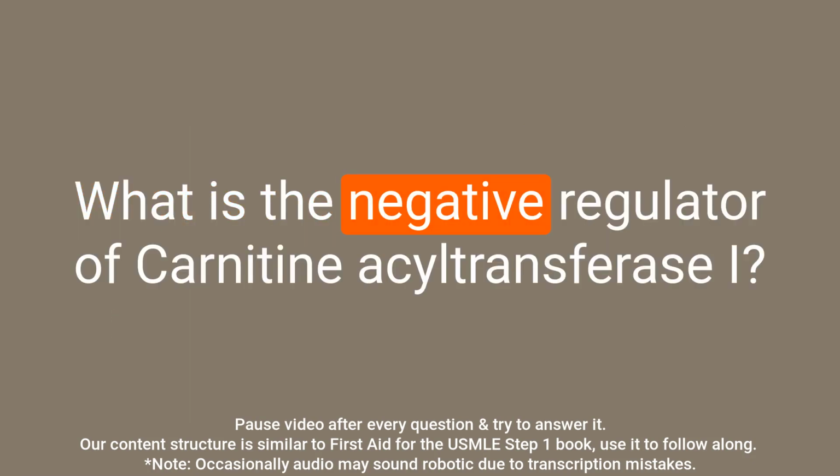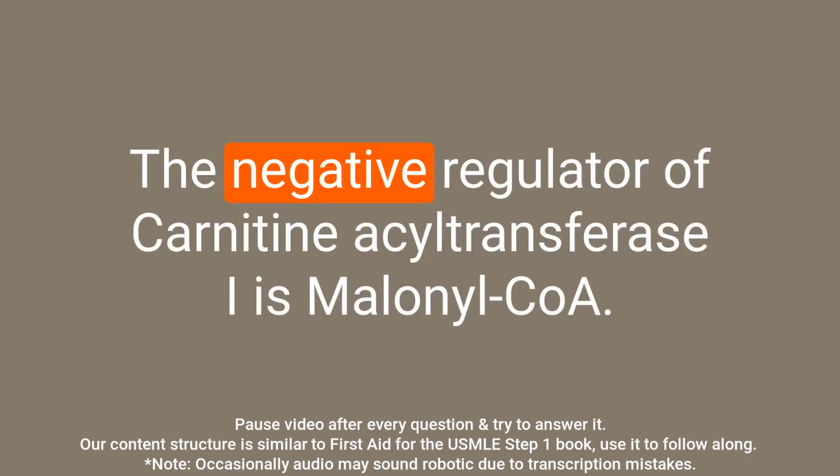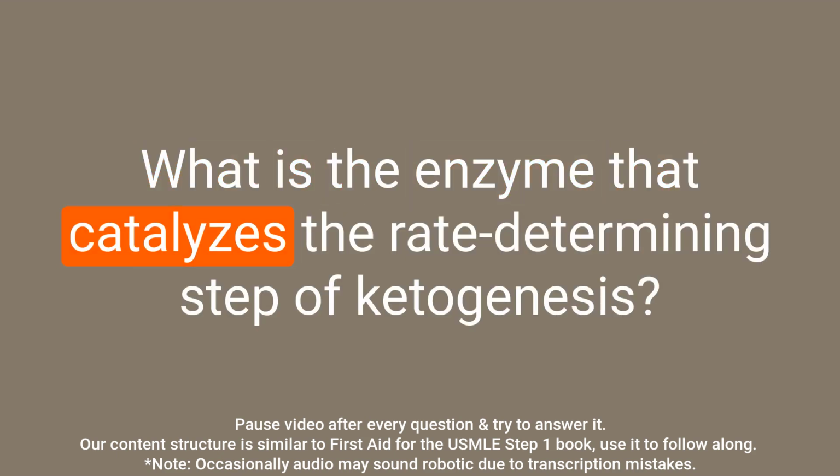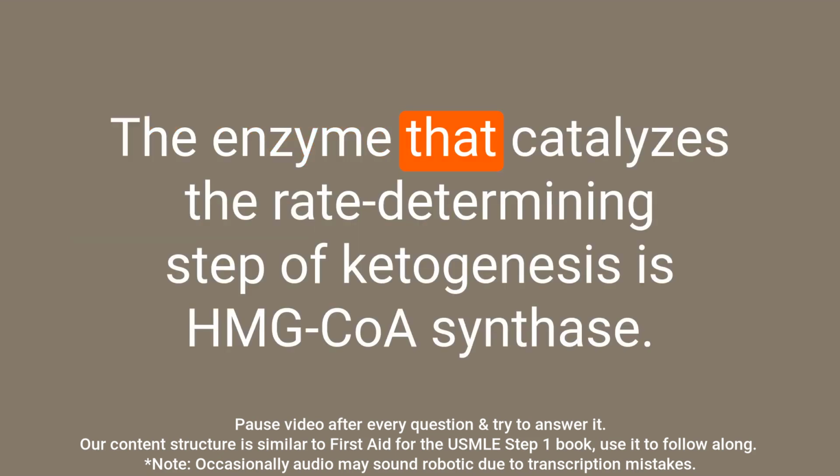Question: what is the negative regulator of carnitine acyltransferase I? Answer: the negative regulator of carnitine acyltransferase I is Malonyl-CoA. Question: what is the enzyme that catalyzes the rate-determining step of ketogenesis? Answer: the enzyme that catalyzes the rate-determining step of ketogenesis is HMG-CoA synthase.